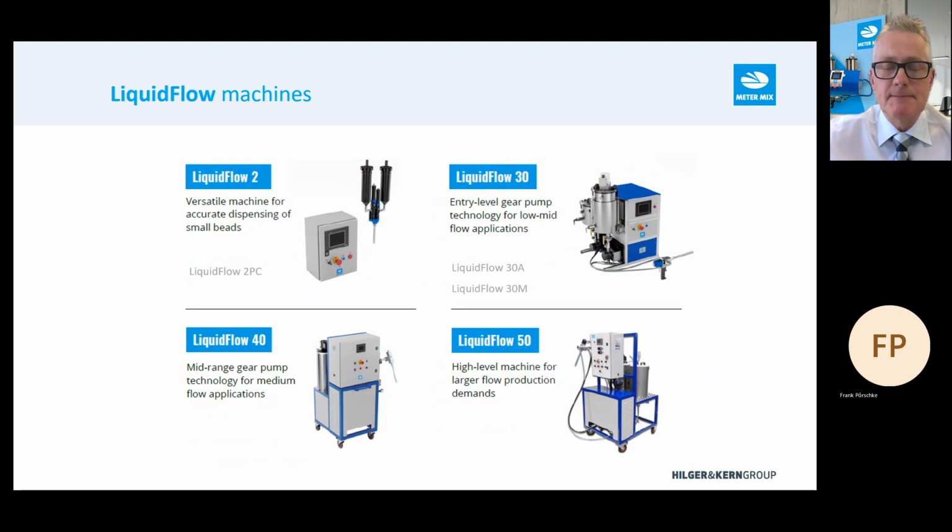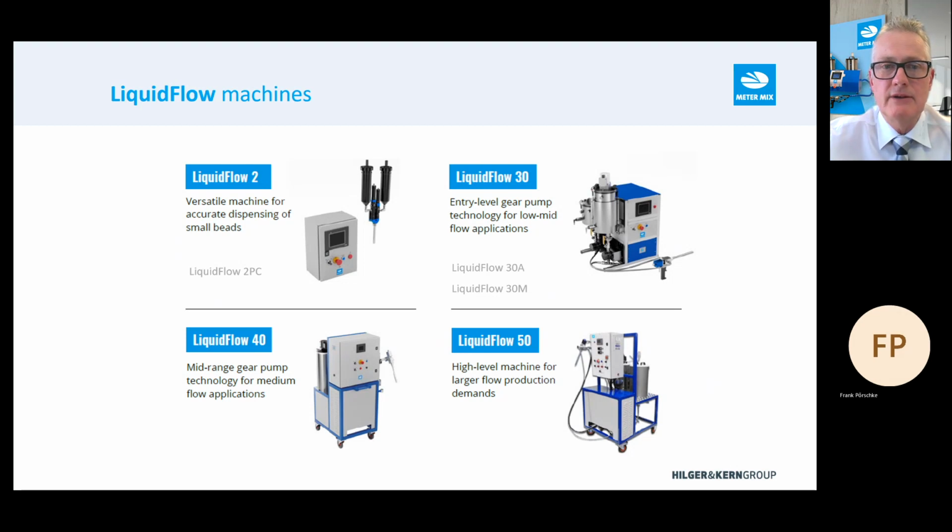Liquid flow machines, basically these are machines which will give you a constant flow of material. So when you turn the machine on, it will dispense. It will keep dispensing until you release the trigger or release the foot pedal. So it's a constant flow machine, which is why we've called it a liquid flow.